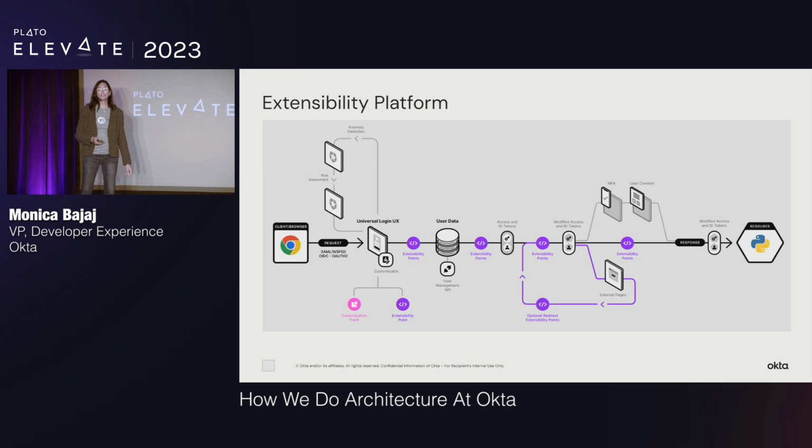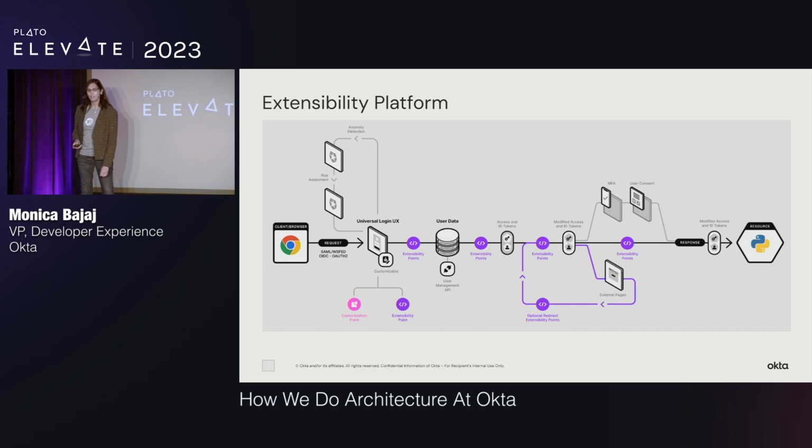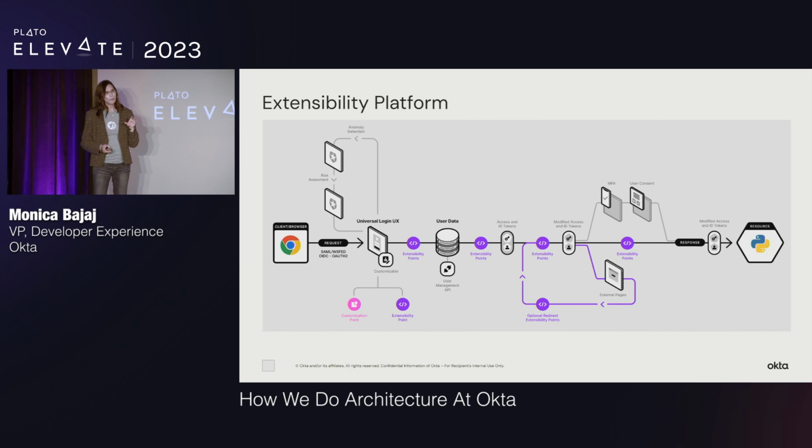So here is our extensibility platform. As you can see, identity for one customer is not the same as for another customer. That's why we provide these extensibility points within the authentication flow. And the whole purpose is developers can insert their customized JavaScript code in those extensibility points, and make the authentication flow meet the needs they want.